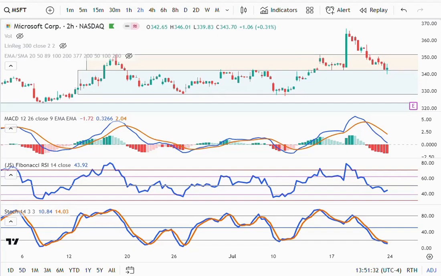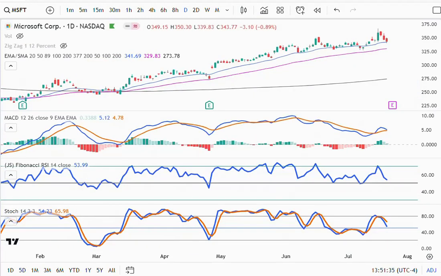So let's quickly have a look at the structure on a daily basis. On a daily basis, you can see that the price action is still positive. You can see the series of higher lows. This was the previous daily low, so it's still above this. The price is above the daily 20 EMA, and you can see the daily 20 EMA has been good to the stock. It hasn't breached that level.